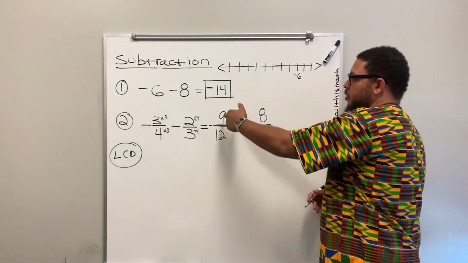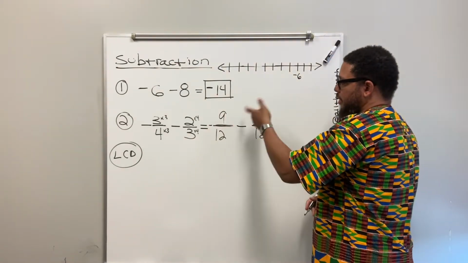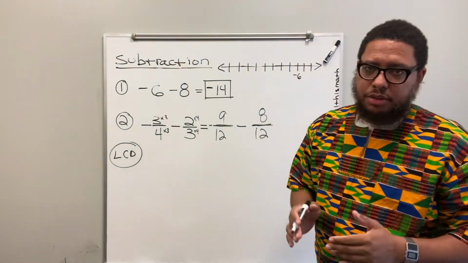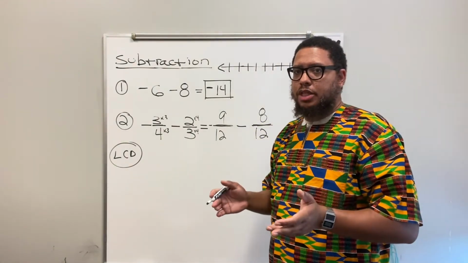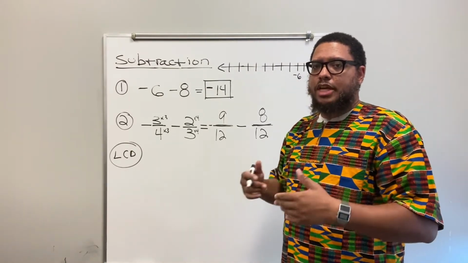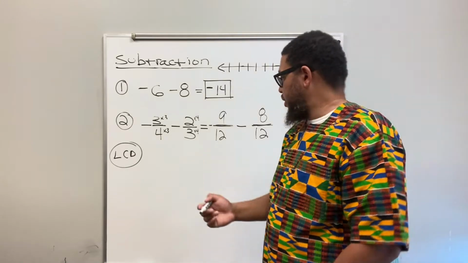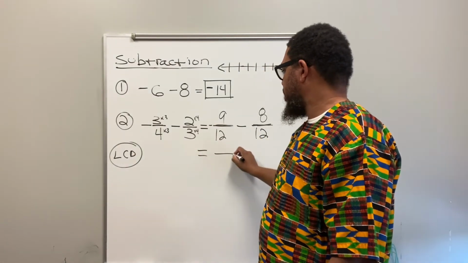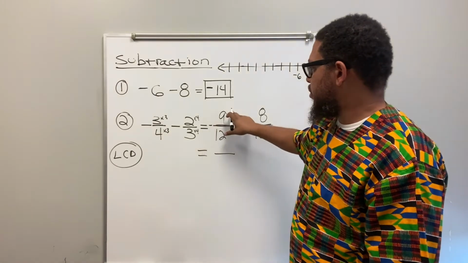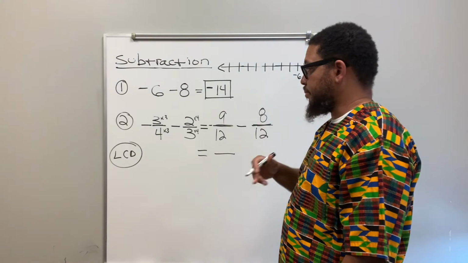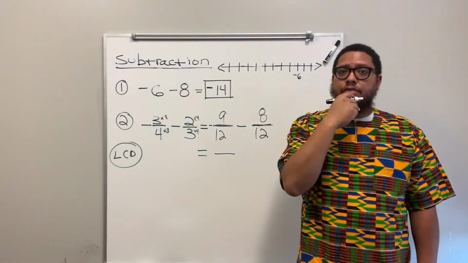But now we're doing negative 9 twelfths minus 8 twelfths. When we get to this part, we're only concerned about the numerators because the denominator is not going to change. The denominator is just that. It's a denominator. It just tells you what type of unit you're using, basically. So I'm going to write my equal sign right here, go vertical, and do negative 9 minus 8. Negative 9 take away 8.